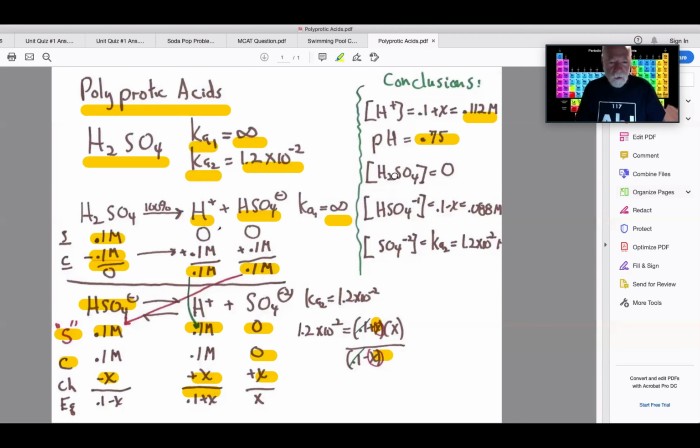Okay, now, what about the sulfuric acid molecules themselves? Notice they were all used up in that first step. So notice here, there's none at all. So no molecule of sulfuric acid in the system. Now, the hydrogen sulfate is going to be 0.1 minus X. So that's going to be 0.1 minus the 1.2 times 10 to the minus 2. So I'll try that on my calculator. So 0.1 minus 0.012.